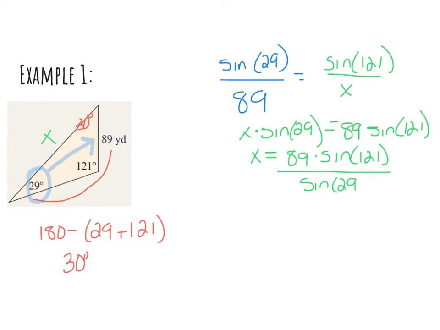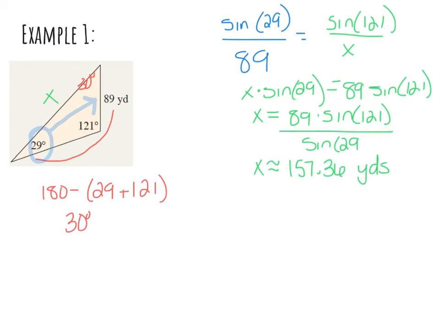Now that we have this, we pick up our calculator. Make sure your calculator is in degree mode. Type this into your calculator, and you're going to get 157.36 yards. So out of the 6 pieces of the information on the triangle, we now have located 5. We have found all 3 angles and 2 sides.